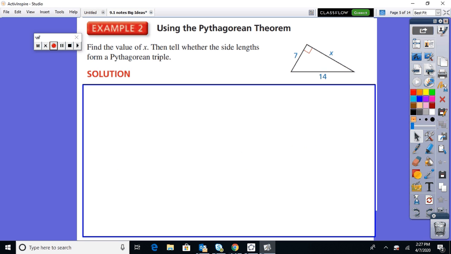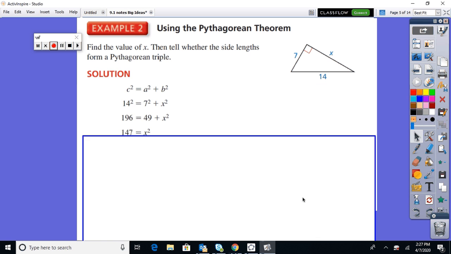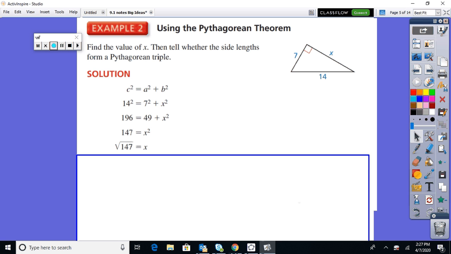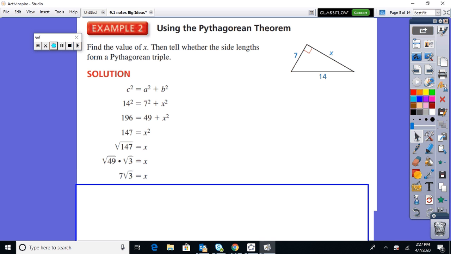Moving along. Now in this example, we're missing one of our legs. So we're given the hypotenuse, and we are trying to work it backwards now. And let's see what we got. So 7 squared plus x squared is equal to 14 squared. So take the squares of those things and subtract 49 on both sides.